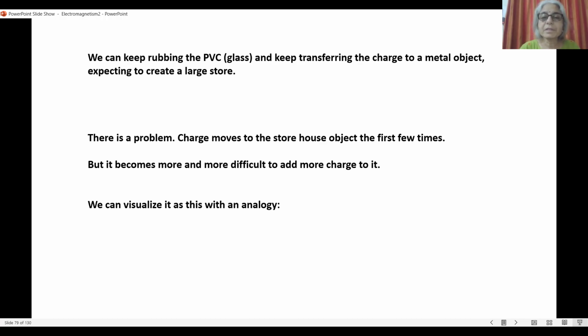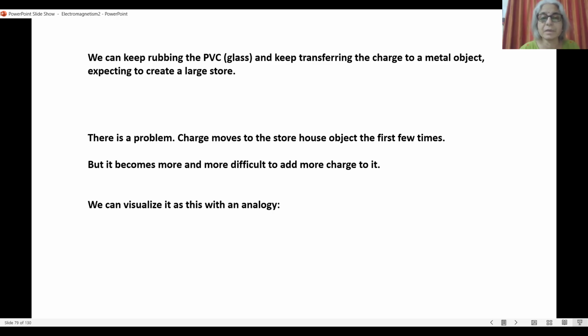So we can try to store this charge on a metal object. Every time we rub and generate charge, we can transfer the charge to the metal object and use it as a store. But there is a problem. The first few times, when we bring in a charged PVC rod and touch it to the metal object, the charge will very easily transfer to the metal object. But as we keep doing it, it becomes more and more difficult to transfer the charge.